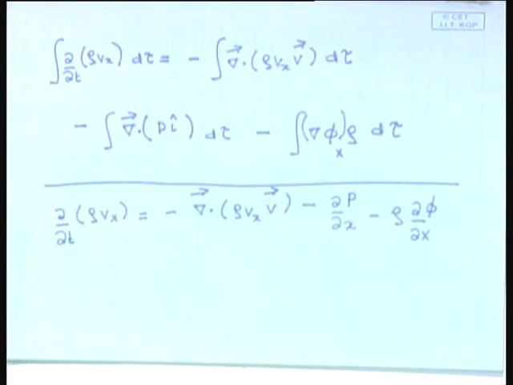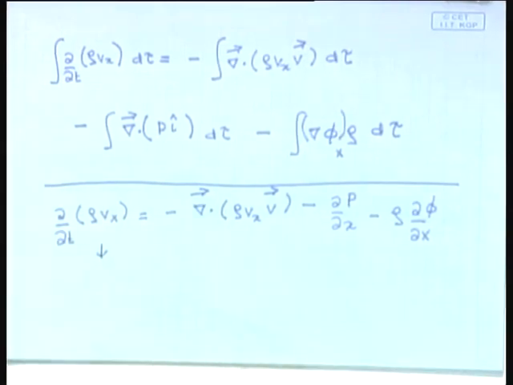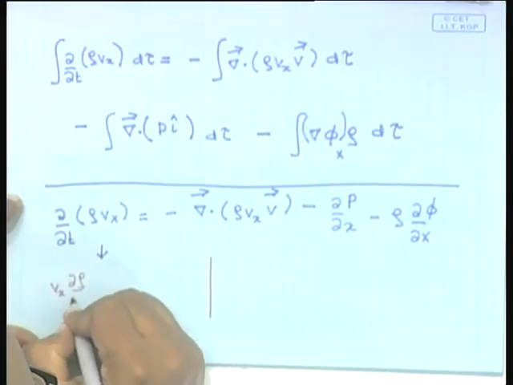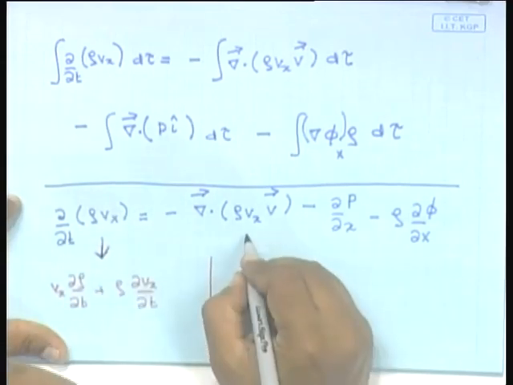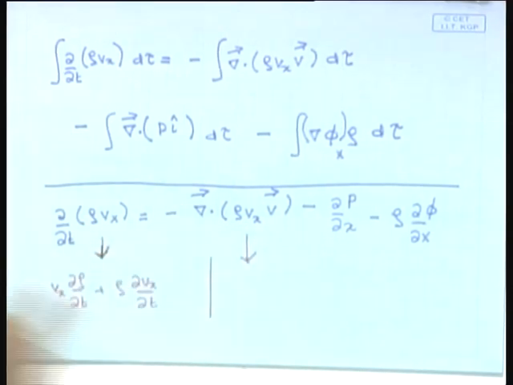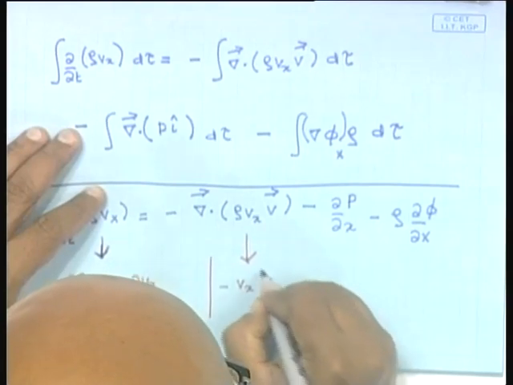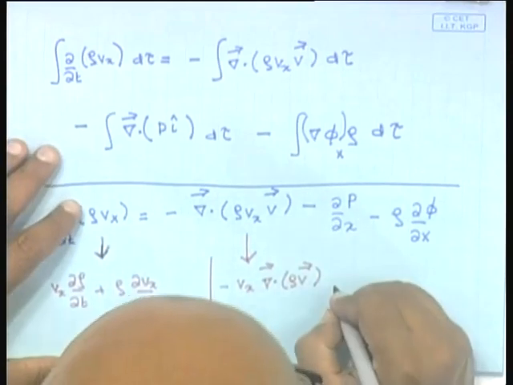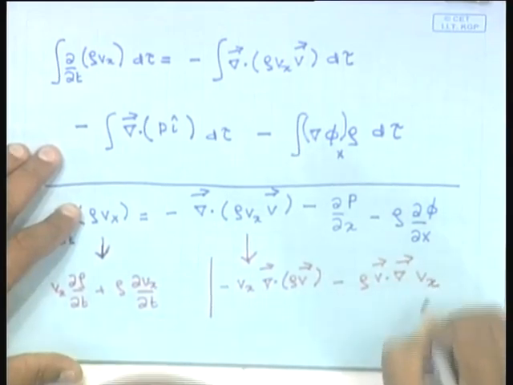That's the equation. Now we can simplify the left hand side a little bit. Let me write out the left hand side. It becomes two terms. One term is Vx del rho del t plus rho del Vx del t, that is this term here. Let me write out this term also. There will be two terms here. One term, I can take the Vx outside, so this is going to be minus Vx into divergence of rho v, that is one term, and the other term is going to be minus rho v dot gradient acting on Vx. So this term I have written here.